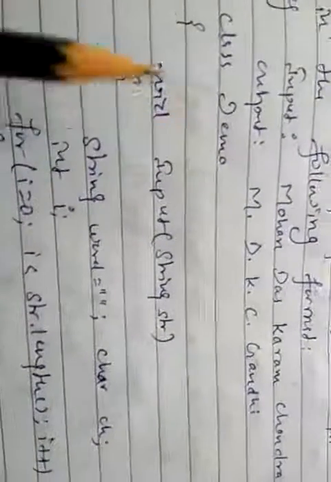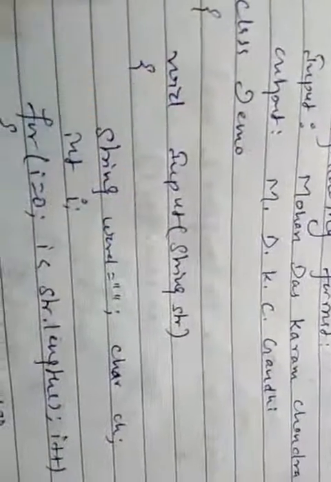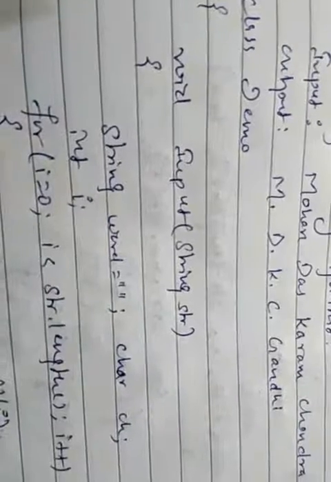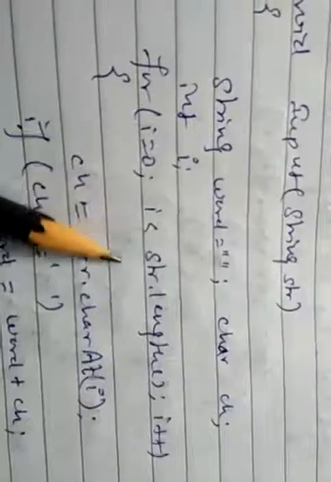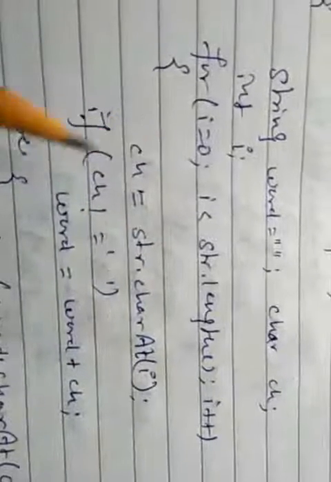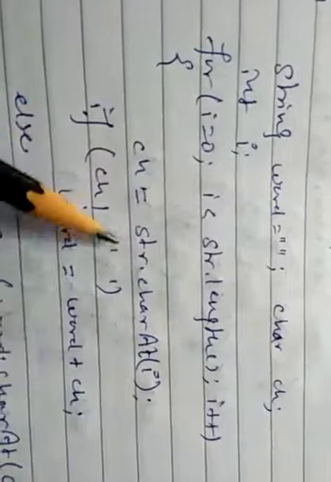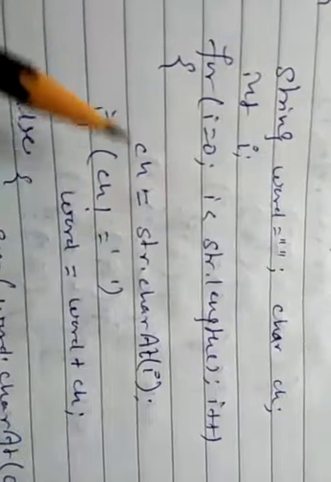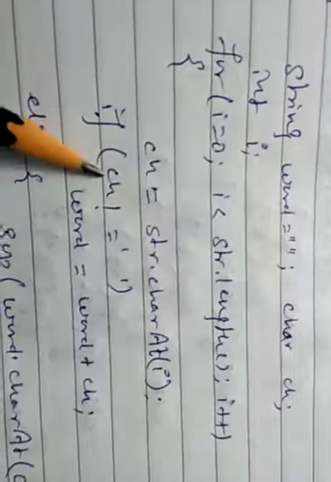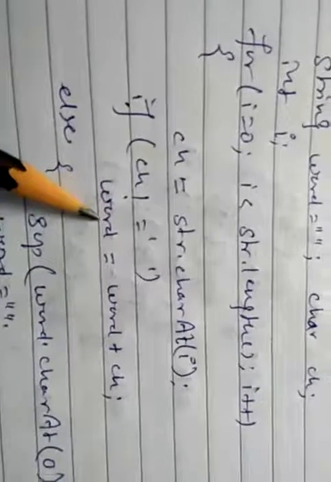So here, class demo, void input, or we can also take public static void main String args, and we can input from the scanner also. String word, character ch, integer i equals 0, i less than str.length. So this will go from start to end. We are extracting one character from the ith position. If the character is not equal to space, then we will add this character into word.